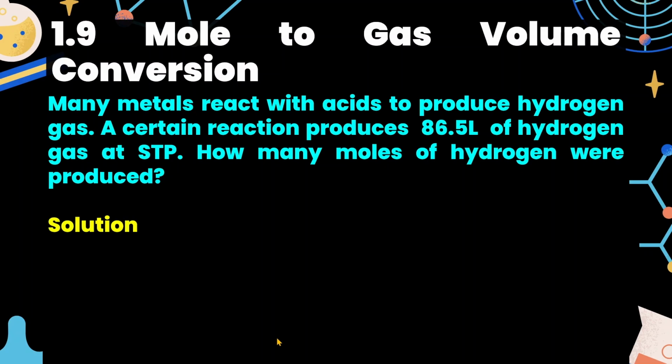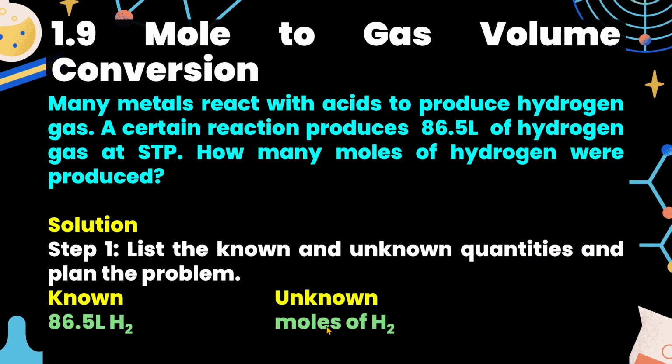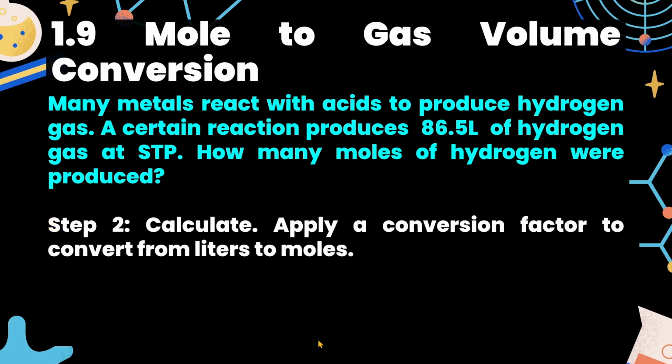So for the solution for this problem, all you have to do is list the known and unknown quantities and plan the problem. The known quantities are 86.5 liters of hydrogen gas, and our basis for conversion, 1 mole is equal to 22.4 liters at STP. The unknown value is the number of moles for hydrogen gas. Next, we're going to calculate, and we'll apply the conversion factor at STP to convert from liters to moles.